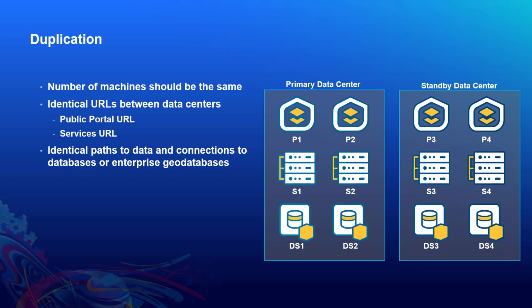And next, you have to have identical paths to data. This is the data that would exist within a file geodatabase or an enterprise geodatabase, not the ArcGIS Data Store. So anything that is referenced, the connection strings and the paths, have to be identical between your primary and standby data centers. Now this step is potentially a little bit complicated.